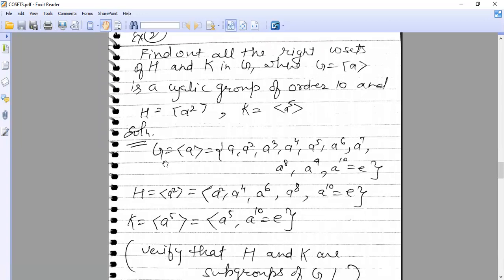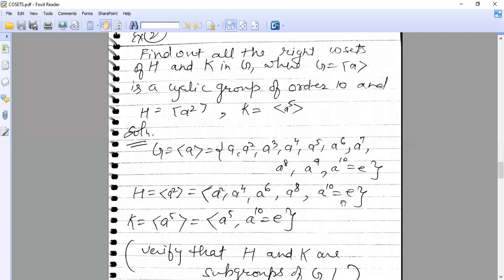So that means G will be the set with the elements a, a², a³, a⁴ up to a¹⁰, and a¹⁰ will give you the identity because G has order 10. So this is your group G. Your subgroup H, generated by a², will have different powers of a²: a² to the power 1, a² to the power 2, up to a² to the power 5, that is a¹⁰, which gives you the identity. So basically this is a subgroup of G.